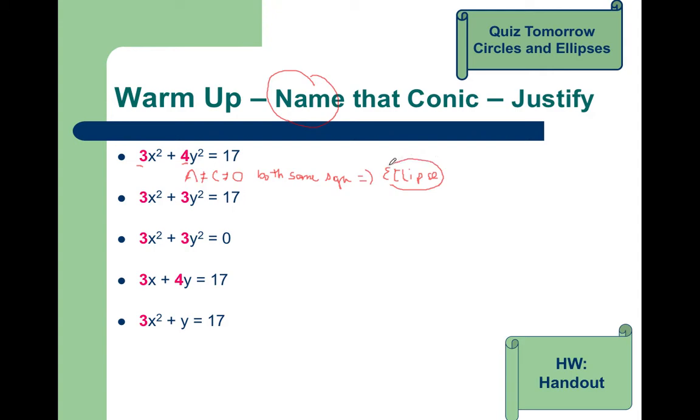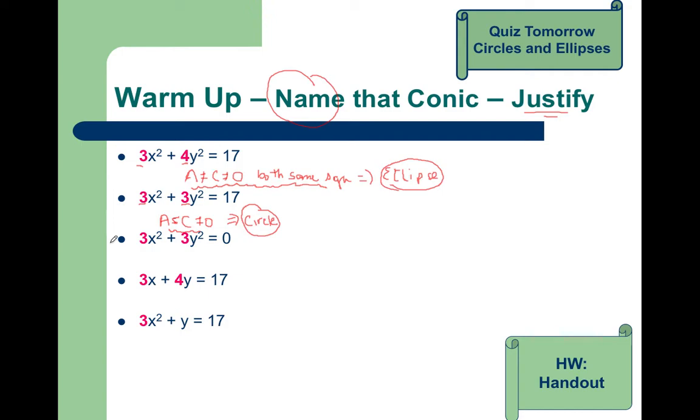This is the naming. I've just done the naming. The justify part is right here. That's all you have to write for justify. So notice for the next one, the coefficients of the squared terms are the same. A is equal to C, neither one of them equal to 0. Therefore, this is a circle. Again, this is the naming, this is the justifying.